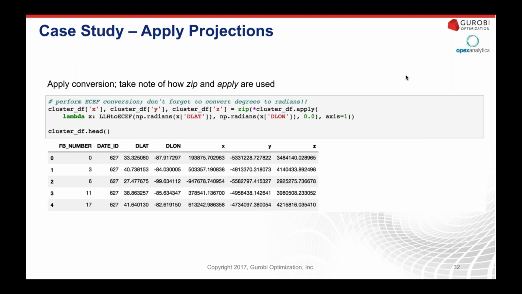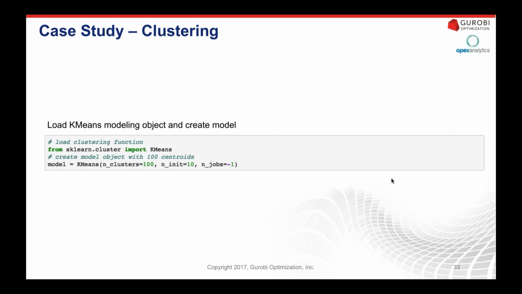And the next is the zip function along with the star unzip operator that allows us to take that tuple that's returned from the conversion function and actually convert it into 3 columns rather than a column that has a tuple of 3 values. So you can see here how the data frame looks. We now have 3 new columns, the X, Y, and Z coordinates that we're going to use in a Euclidean space for calculating the distances between our points.